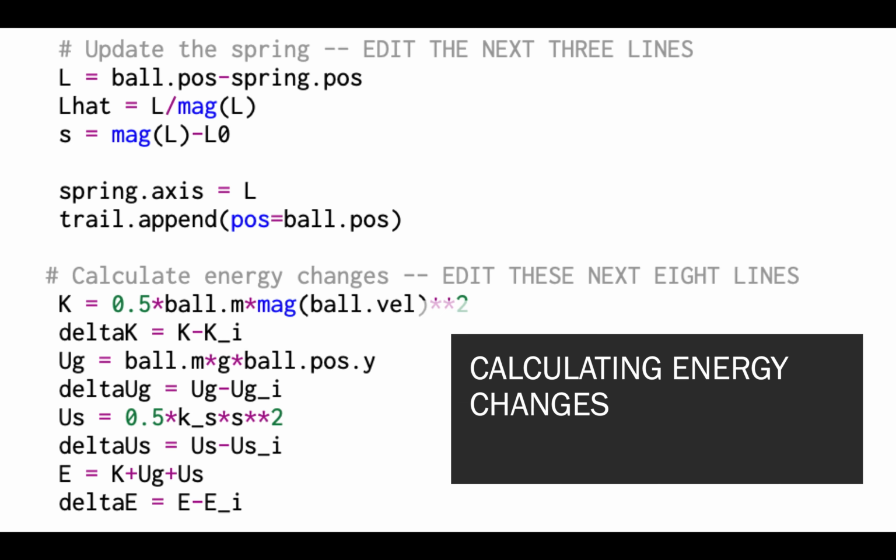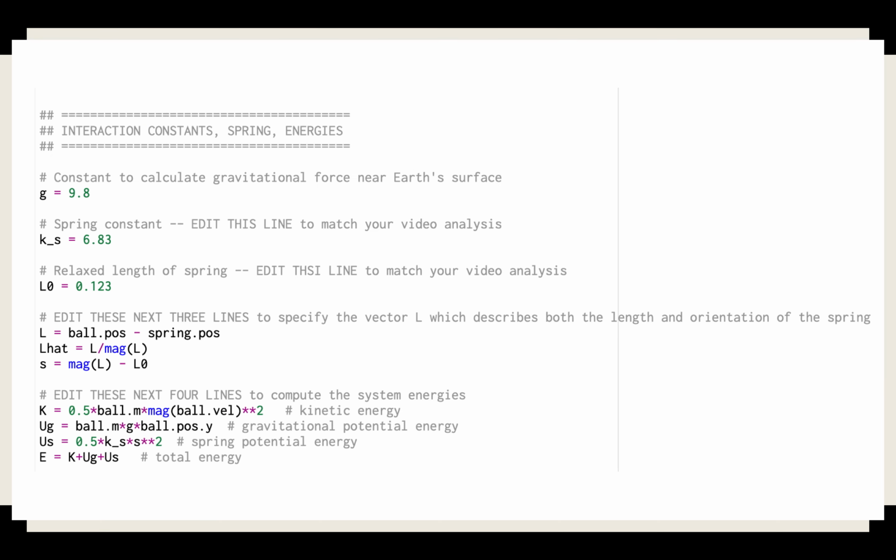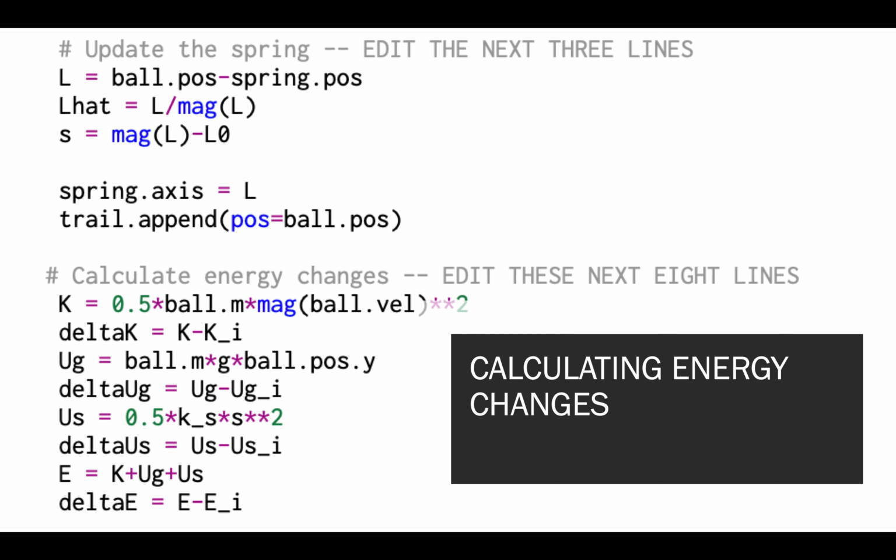Then the spring was also updated using the same lines of code written to calculate the vector L, which describes both the length and orientation of the spring, and the trail was basically graphed. Then the energy changes were calculated as shown here on the left.